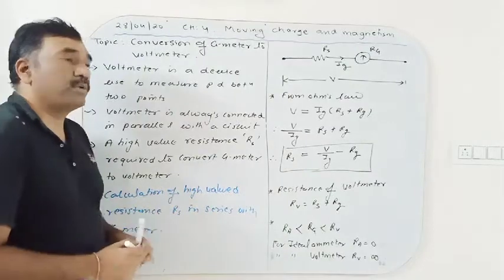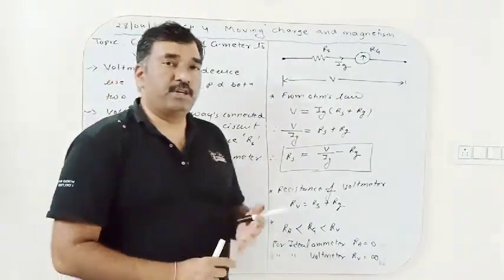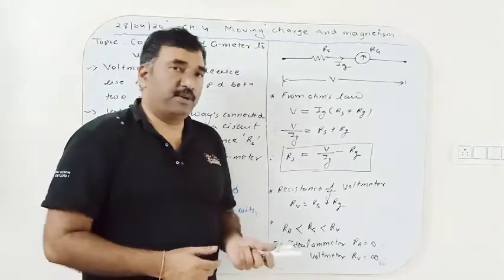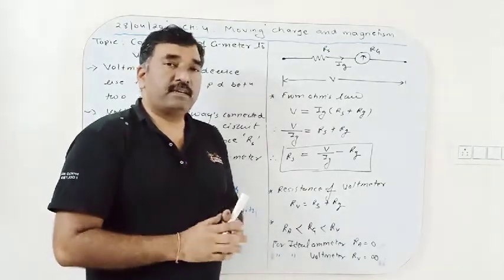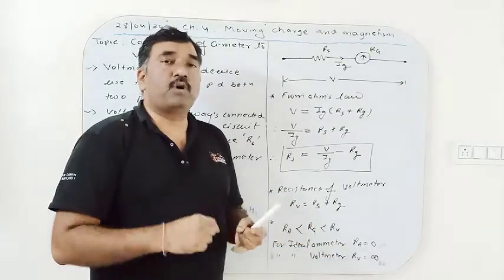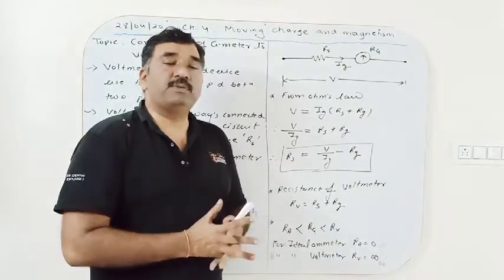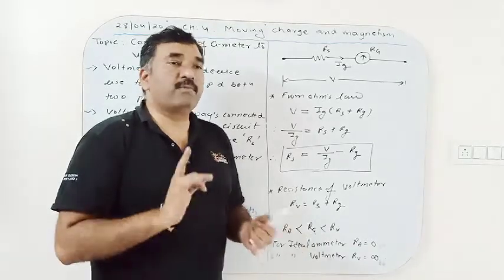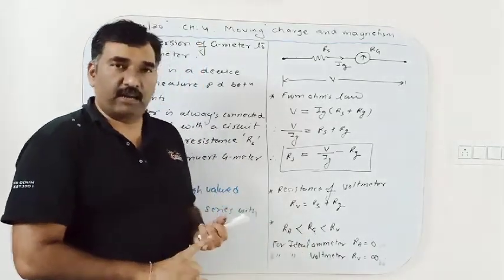Now in this topic we are going to learn the conversion of galvanometer into voltmeter. Already we know that how the galvanometer is converted into ammeter. So galvanometer to ammeter we required shunt. So here we want to obtain voltmeter. Voltmeter is a device which is used to measure voltage or potential difference between the 2 points, and voltmeter is always connected in the parallel.